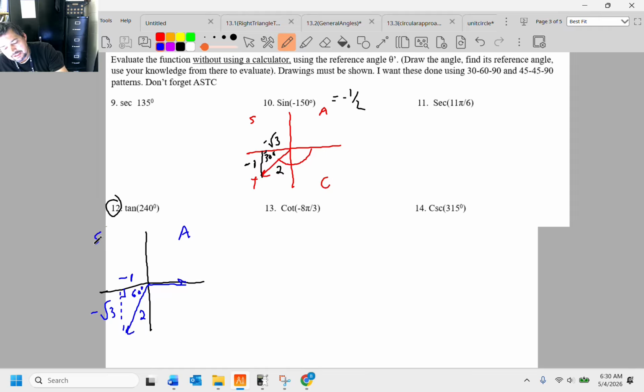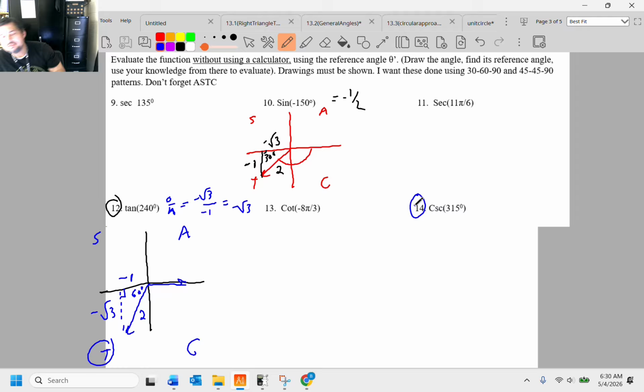Now, by the way, mentioning ASTC, I'm finding tangent. It's supposed to be positive, and it is because tangent is opposite over adjacent, so -√3 over -1. That just gives me a √3.